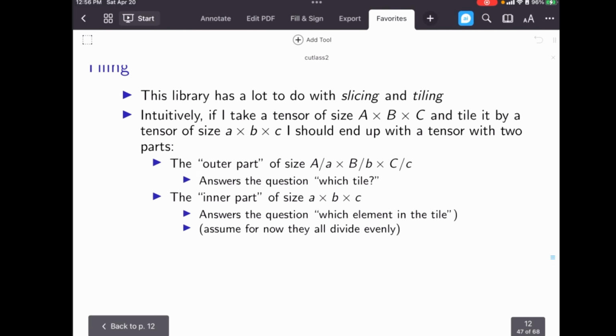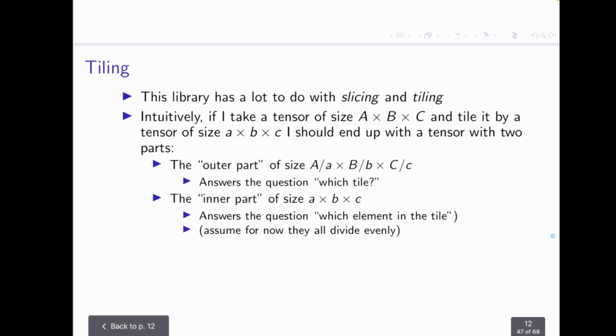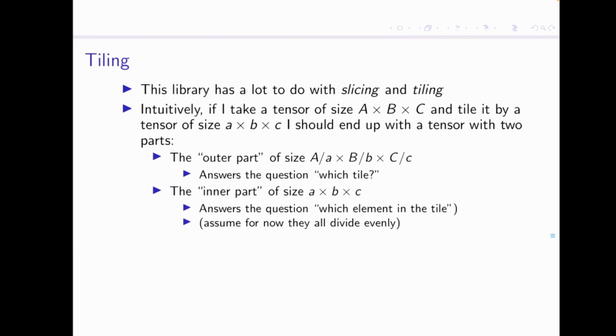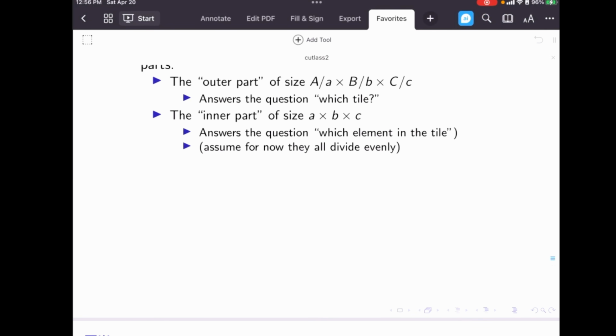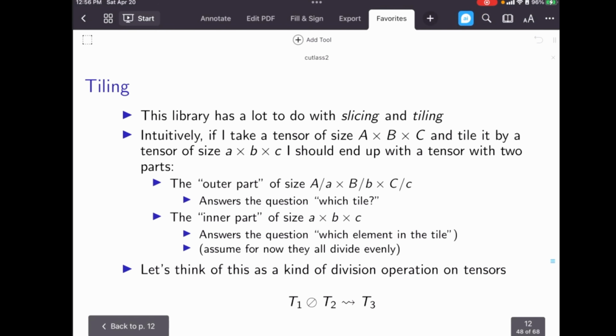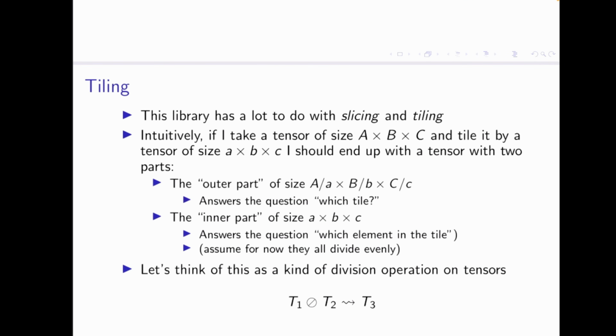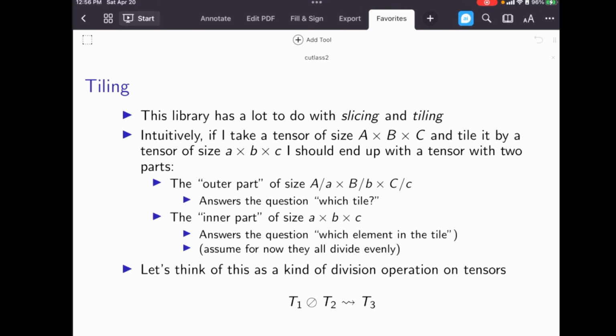Hopefully that makes sense. And then there's an inner part that answers the question, which element in the tile are we looking at? Assume for now that all the A's divide the A's and B's and so forth. So that's what tiling should look like intuitively. And I want to think of this as a division operation on tensors: I take big tensor T1, smaller tensor T2, tile it, and get this new tensor T3.